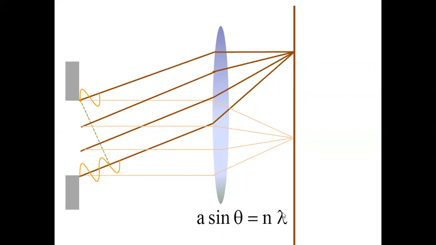It is quite opposite to what we have studied in interference. In interference, for the formation of bright fringe, the condition is n lambda. Dark fringe, (n plus half) lambda. But here it is quite opposite. So this a is the width of the slit, theta is the angle of diffraction, and n is the order of the fringe. Suppose this is the 0th fringe, n equal to 0. Here n equal to 1, first fringe, and next fringe, like that.